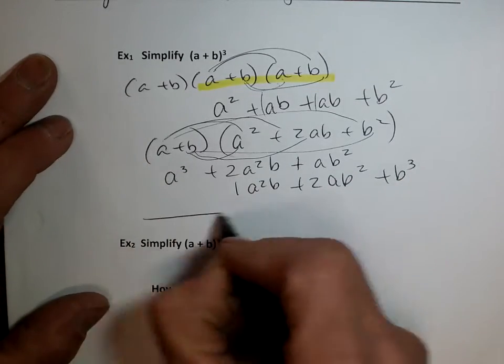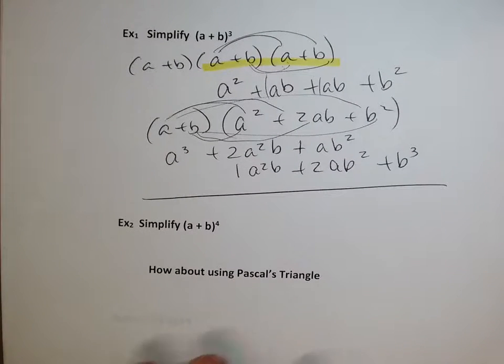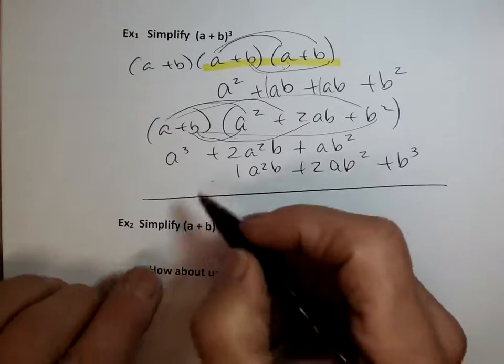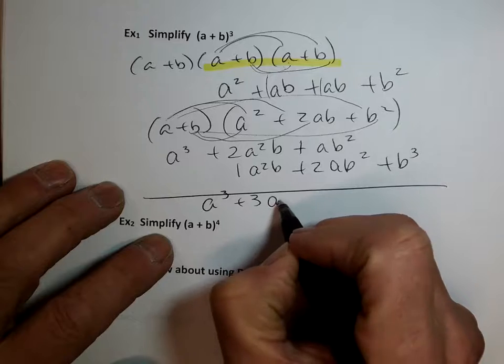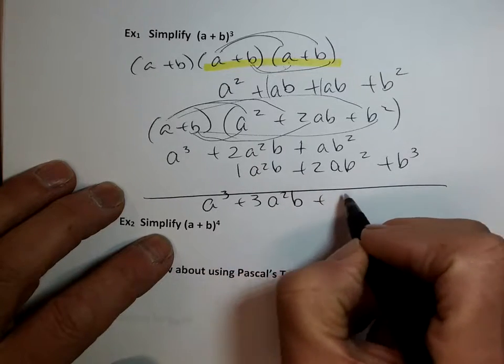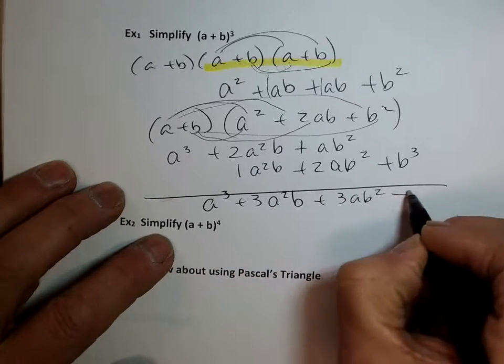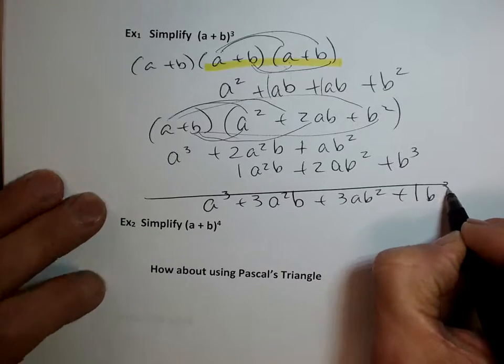Do you want me to slow down for a second, let you catch up? It's a little confusing, isn't it? But A times B, B times A, AB, BA, same thing, okay? So if I add everything, I'm going to get A cubed plus 3A squared B plus 3AB squared plus 1B cubed.